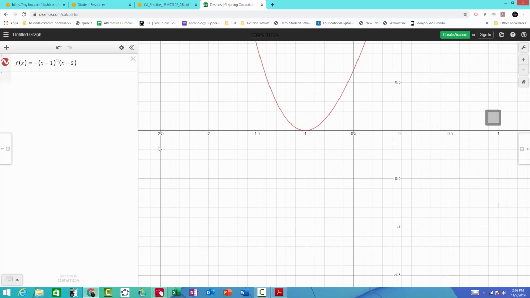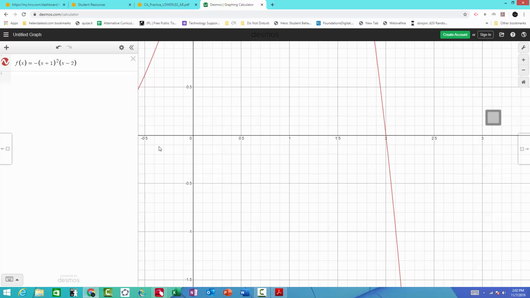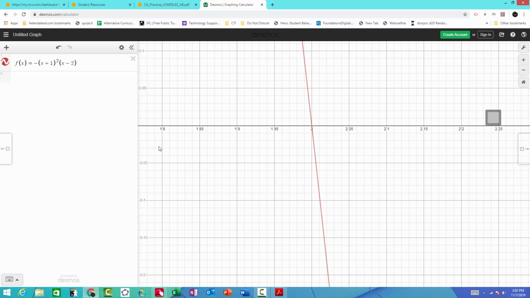I just zoomed in on that factor, which was the squared one, and I'm showing you the bounce point. Okay? And then now the other one, x minus 2, doesn't have an exponent. So if I were to zoom in here, if people didn't know any better, what does that look like? It looks like a line. And something to an exponent of 1 looks like a line.